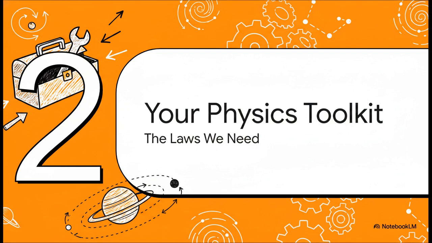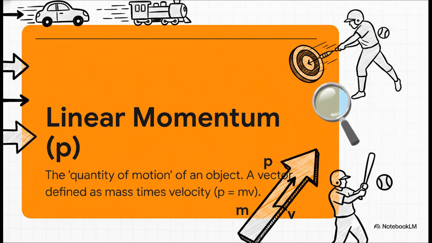Okay, to solve this thing, we can't just throw random equations at it. We need the right tools for the job. So let's pop open our physics toolkit and make sure we're fresh on the fundamental laws that are going to govern this whole thing. First up, good old linear momentum. You've seen this a million times. It's just mass times velocity. Think of it as the oomph an object has when it's moving in a straight line. But the most important thing to remember, and where a lot of people trip up, is that it's a vector. Direction matters just as much as magnitude.